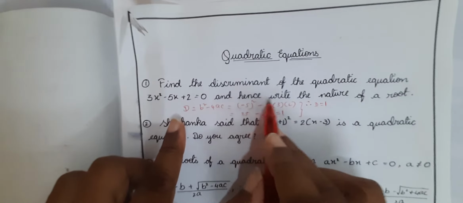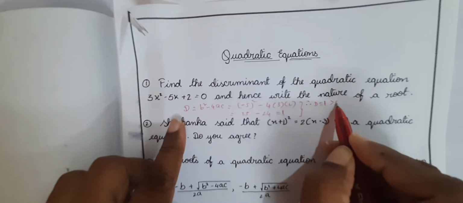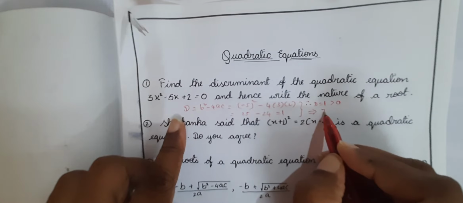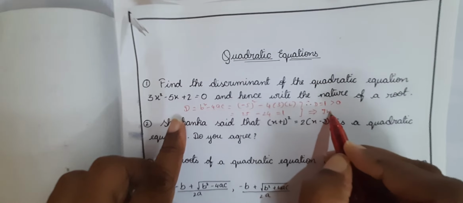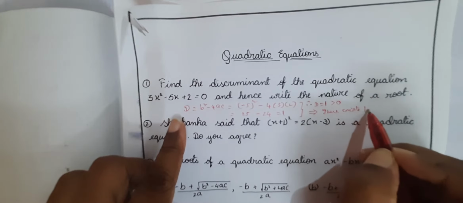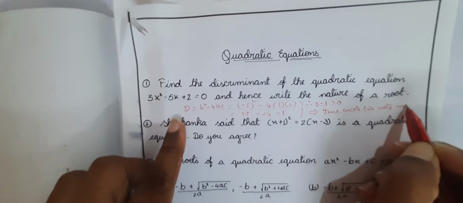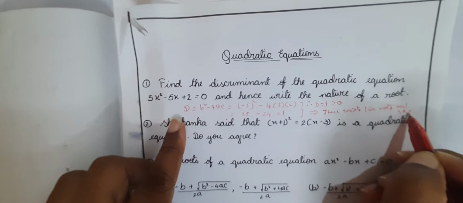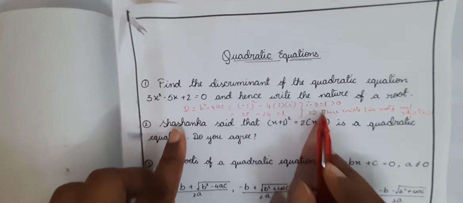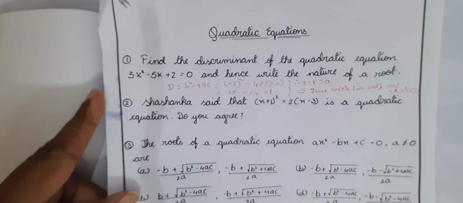And now, hence write the nature of the roots. That means D = 1, which is greater than 0, implies there exist two roots, real and distinct. Okay, so this is how we can conclude from the value of the discriminant. Please pause the video and note it down.